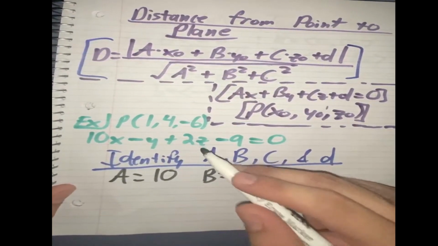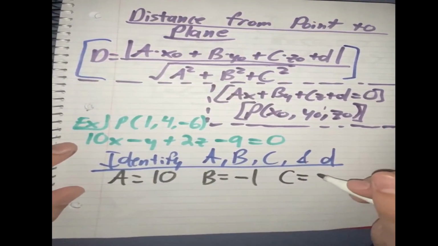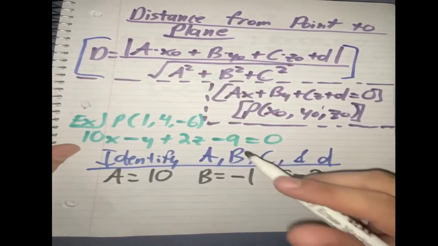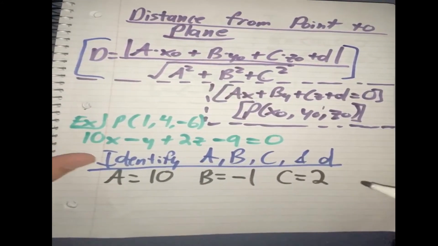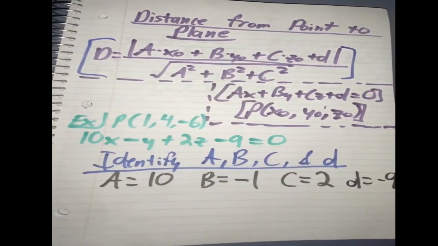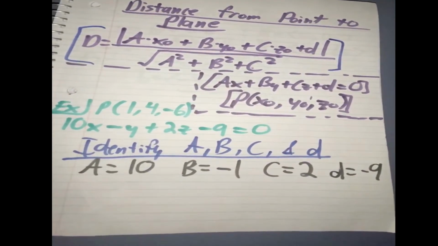C is whatever's on your z. So in this case, c is equal to plus 2. And then d is whatever constant is in your plane. So in this case, d would be equal to negative 9. So now we have our a, b, c, and d.